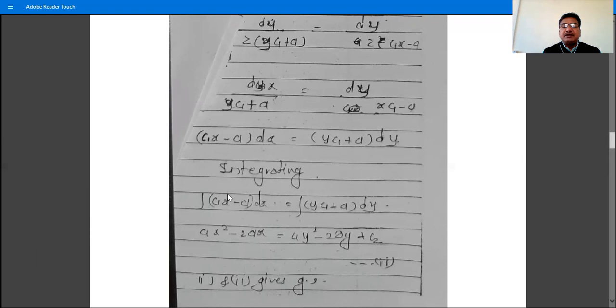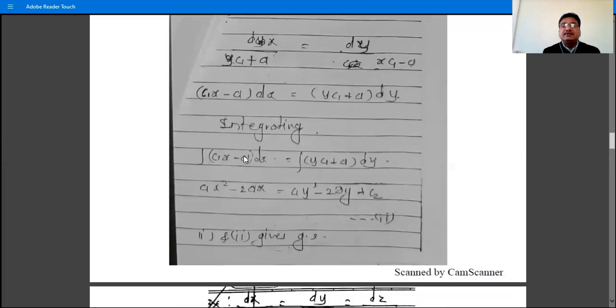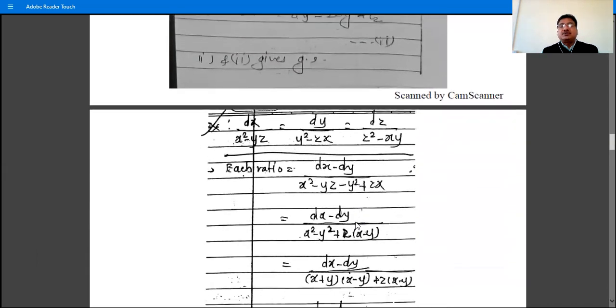So the integration of c1 x is what? X square by 2. Integration of x is x square by 2. Then the integration of a is ax. Okay. Similarly, y square by 2, and the integration gives ay. Then multiplying by 2, we have this step, and this is number 2. And the first and second give the general solution, or complete integral, of the given differential equation. Okay. Next example of the same type: dx divided by x square minus yz, dy divided by y square minus zx, and dz divided by z square minus xy.